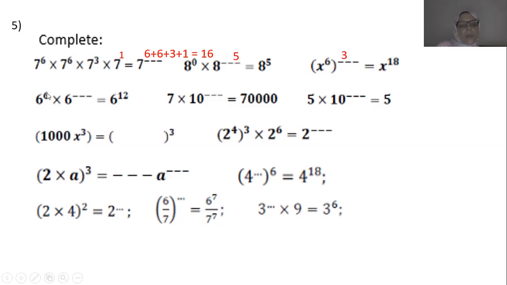Now also 6 to the power 6 times 6 to the power what equals 6 to the power 12? Here 6 plus how much equals 12? It is what? Of course, 6.